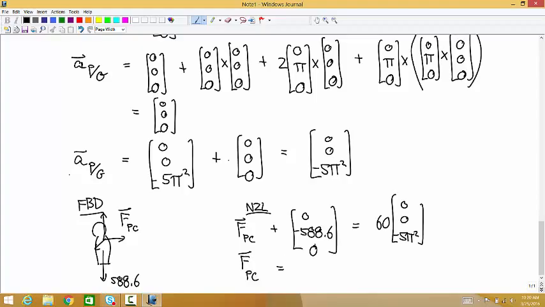Okay, F_PC is equal to, not too surprisingly, 0, positive 588.6, negative 2960. Same thing as we got in the other ones.